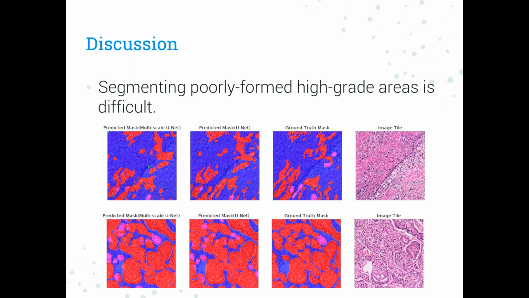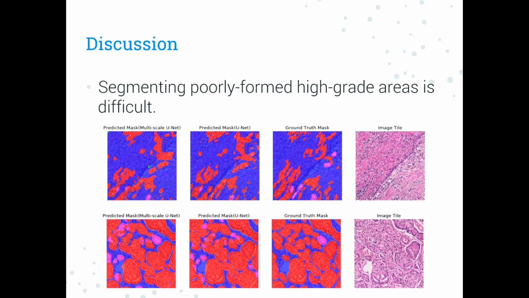However, segmenting poorly formed high-grade areas is difficult. Here you can see high-grade, not well-differentiated glandular structures. If you look at the ground truth mask, I think you can also identify how difficult a problem this is for the pathologist. I mean, this is what the pathologist was given, and this is what they came up with. So it's kind of challenging.